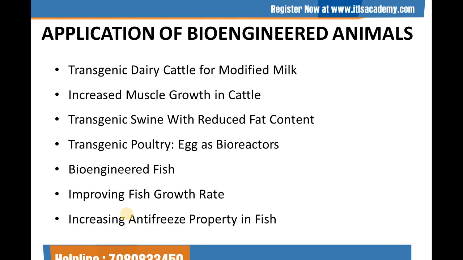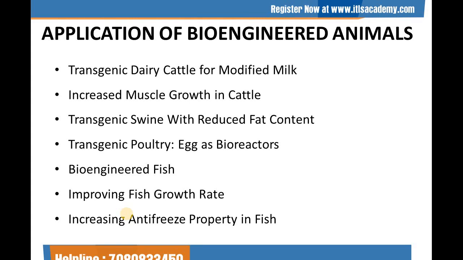Next is the transgenic poultry, that is, the egg as a bioreactor. Exogenous proteins are introduced to satisfy consumer demand for various proteins such as biopharmaceuticals, and they are produced with the help of the egg, which is used as a bioreactor in the egg white. Next is the bioengineered fish. Genetically modified fish have considerable potential to further increase the yield of fish farms but have prompted serious concern both in Europe and the USA about the possible environmental impact on wild species.